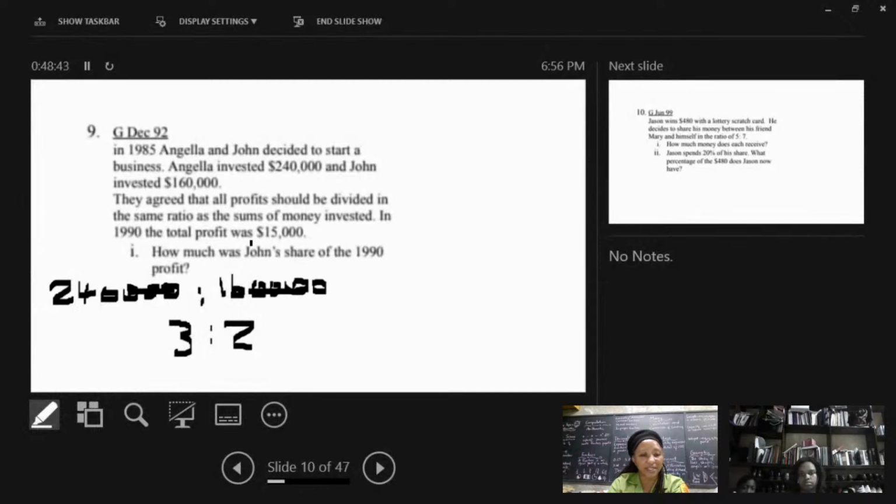So in other words, they're saying divide 15,000 profit in the ratio 3 to 2. So the total ratio would be over 5. 3 plus 2 is 5, that's the total ratio. So for Angela, it will be 3 over 5 times 15,000. And that would be $9,000.